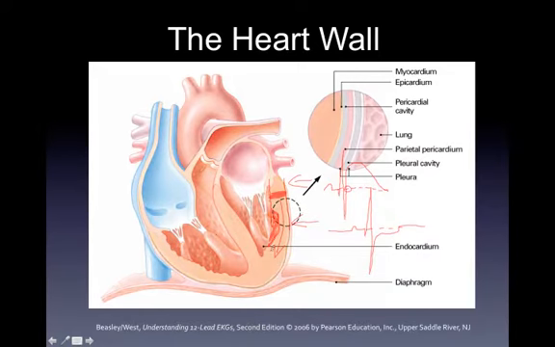Again, a full thickness is a transmural event. Those are the ones that we see the best and see the most. ST segment elevation is what is going to be shown in a transmural event.